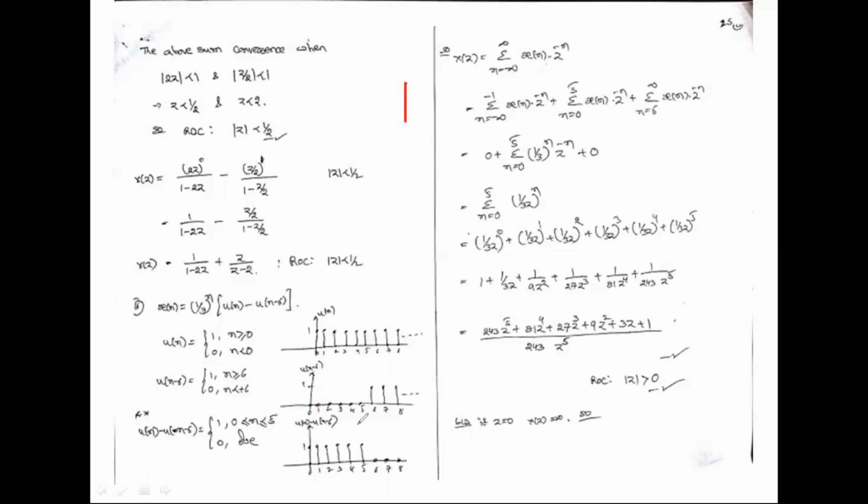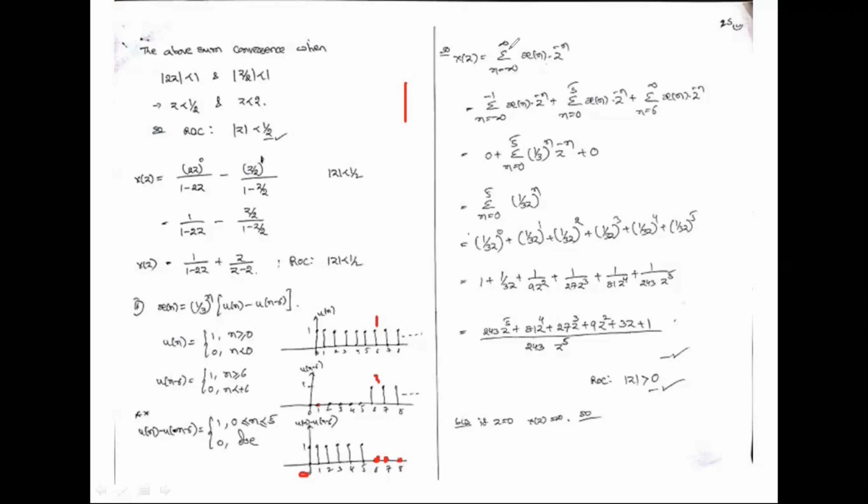Up to 5, all the values of u of n minus u of n minus 6 are 1. From 6 onwards, see here the u of n is 1 and u of n minus 6 is also 1. So 1 minus 1 is 0 here, and here also 1 minus 1 is 0. So only it is a range, now it is from 0 to 5 only. So u of n minus u of n minus 6 is 1 for the range of 0 to 5.